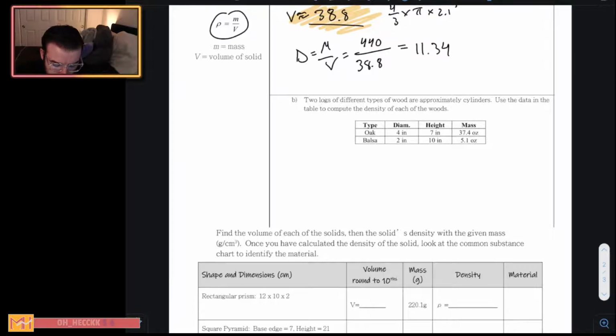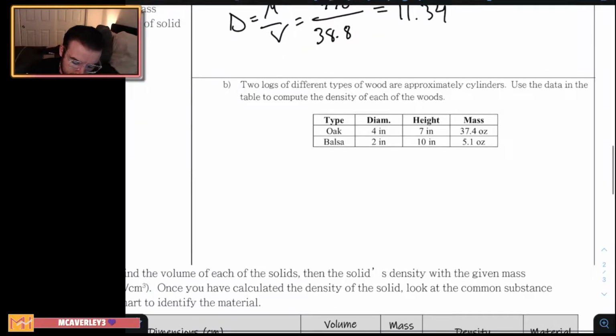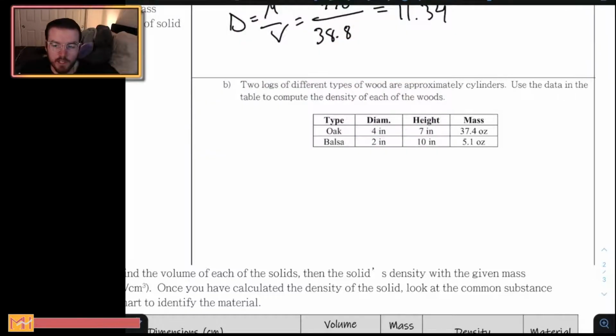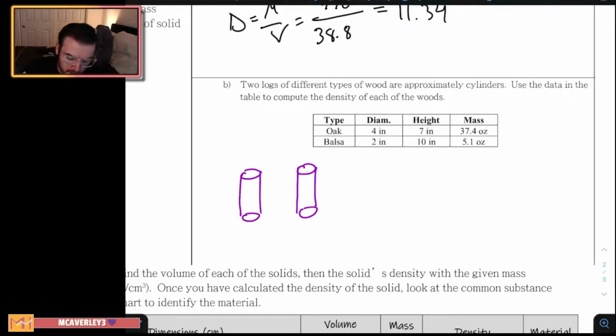Two logs of different types of wood are approximately cylinders. Use the data in the table to compute the density of each of the woods. So they are cylinders. So volume isn't something that's exclusive to spheres. I know the focus of this lesson has been spheres so far, but you can calculate density for things other than spheres. So there's a cylindrical piece of wood, aka a log, one of them being oak, one of them being balsa, and one of them has a diameter of 4, one of them has a diameter of 2.